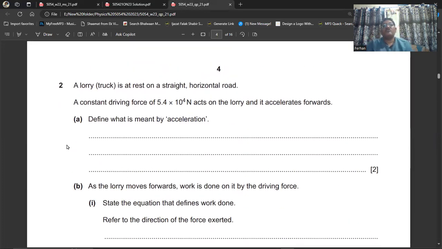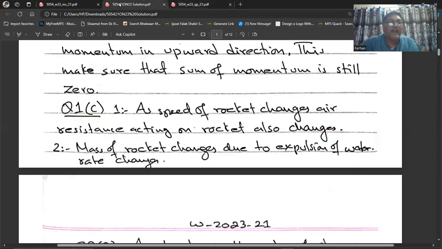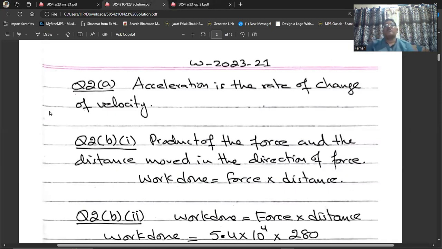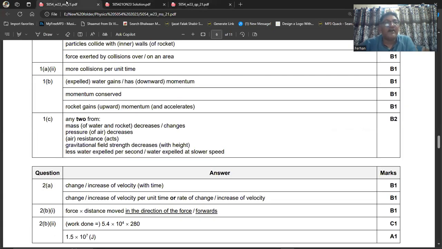The next question is question number two. A lorry, which is a truck, is at rest on a straight horizontal road. A constant driving force of 5.4 × 10^4 Newton acts on the lorry and it accelerates forwards. A part: define what is meant by acceleration. Acceleration is the change in velocity divided by the time taken for that change, or in other words, the rate of change of velocity. That is called acceleration.